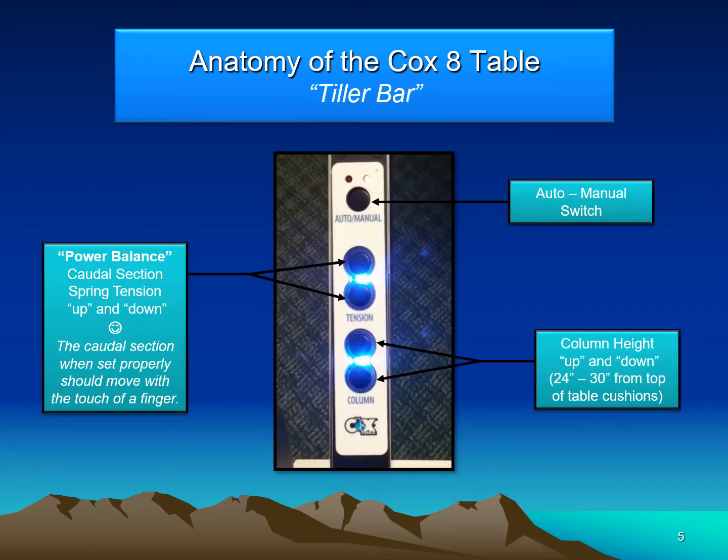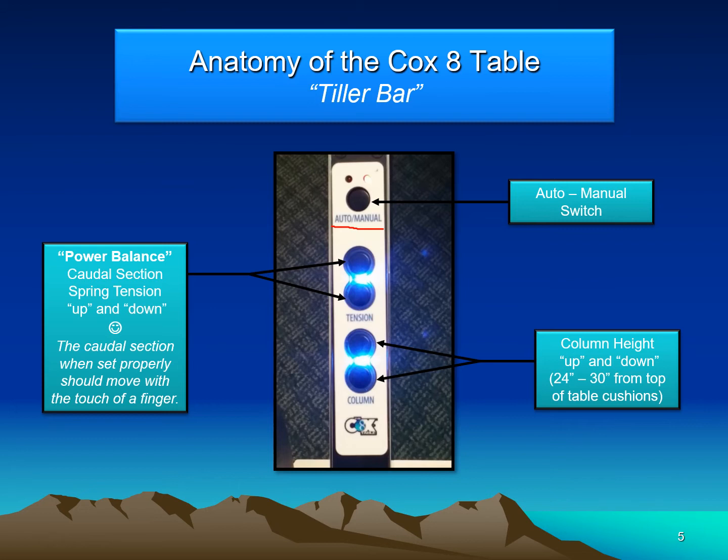And here we have the tiller bar. The beauty of this table is that all the manual functions can be controlled through the tiller bar, making the table quite easy to use and giving you everything you need for any single patient available at just the touch of a button. Top button switches between auto and manual mode. We mentioned that for all good purposes we're going to be keeping it in manual mode, and you can see the light is illuminated, indicating that it is in manual mode.